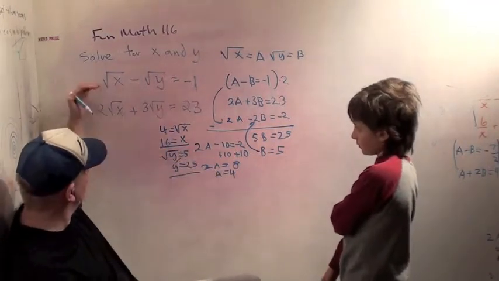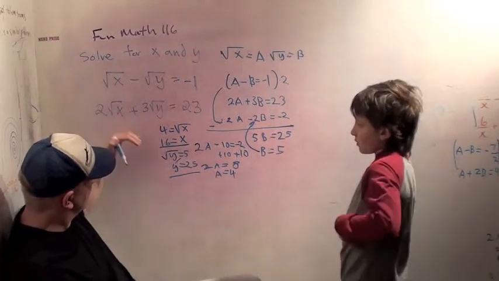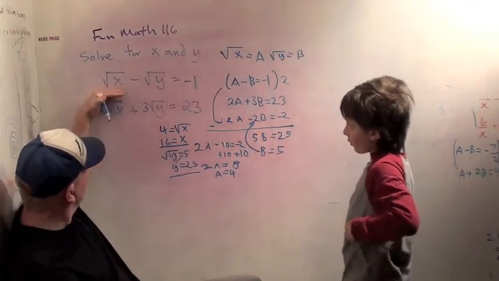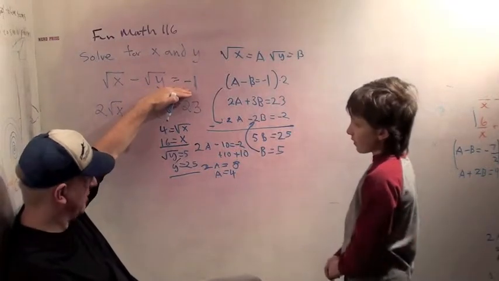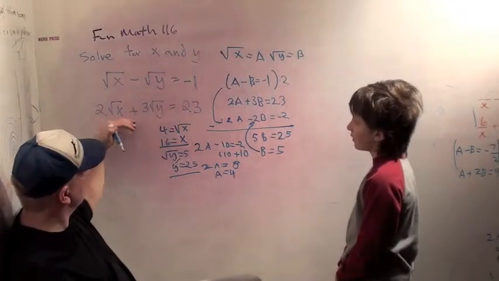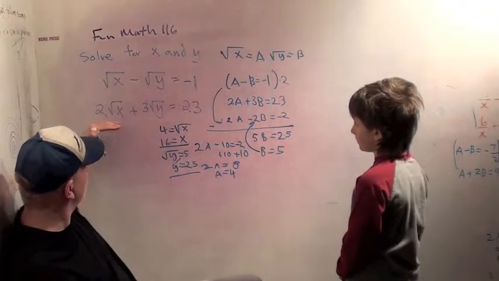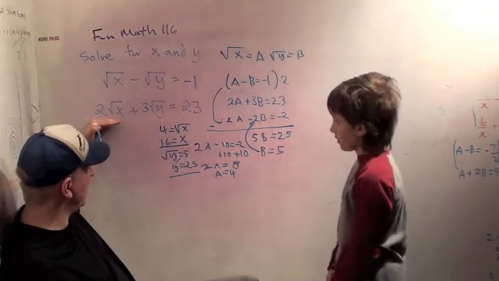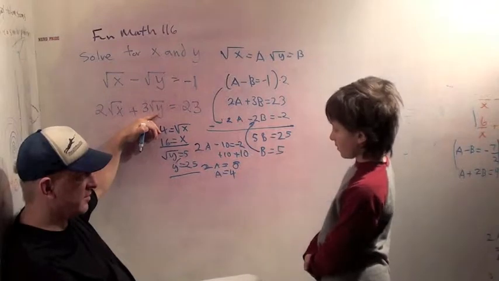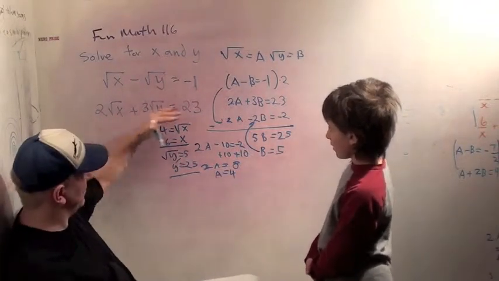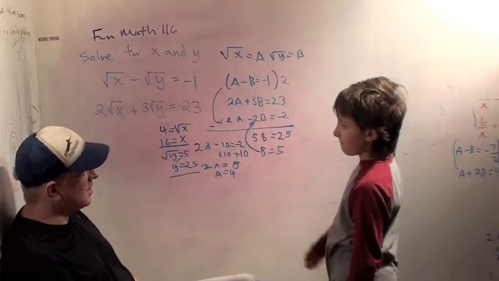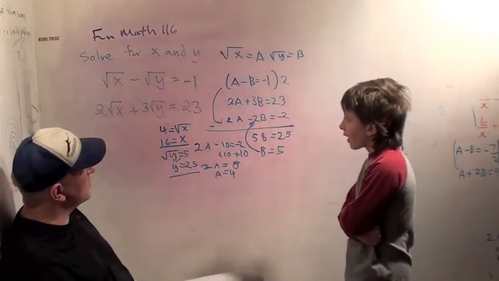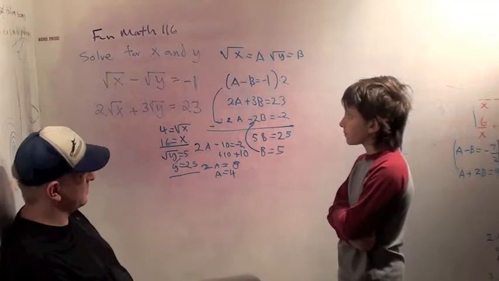Now let's put it into our original equation and see if this is true. We get 4 minus 5 equals minus 1. The square root of x is 4 and the square root of y is 5. So on this one we get 2 times 4, so 8, plus 3 times 5, which is 15. What is 8 plus 15? It is 23. So this is a very useful technique to learn, substitution.